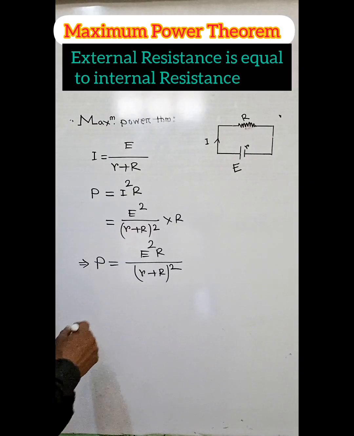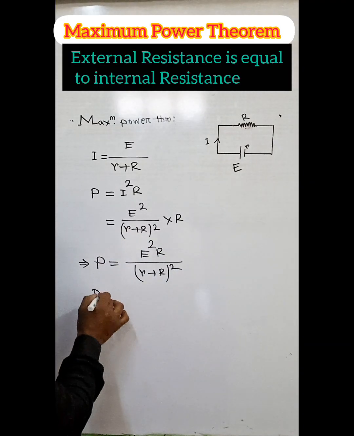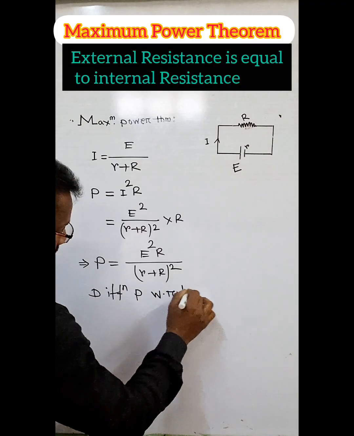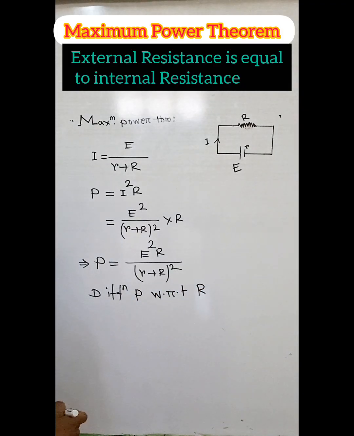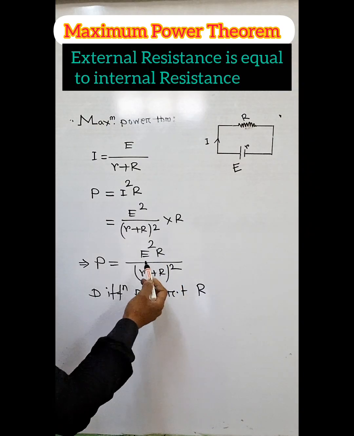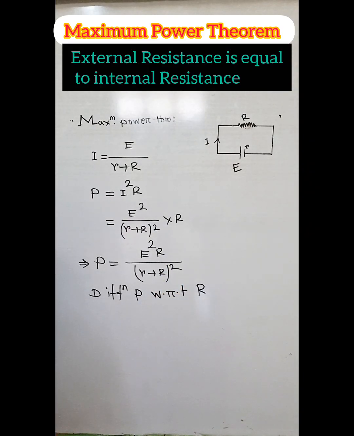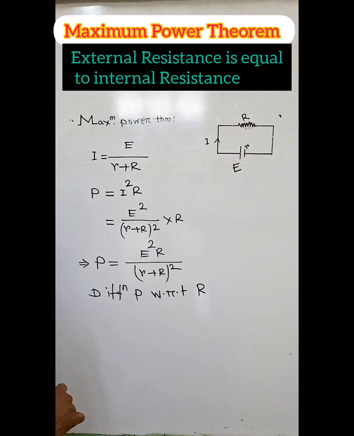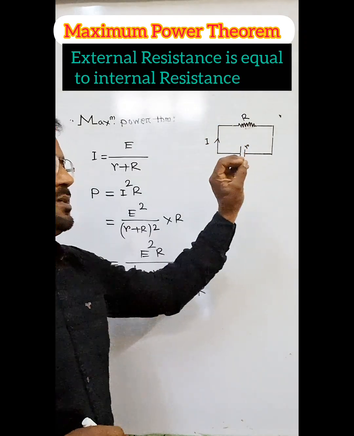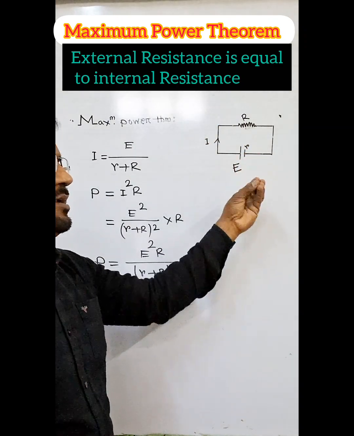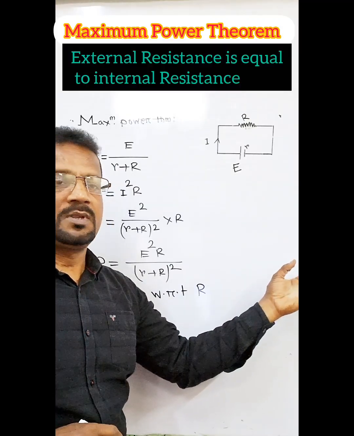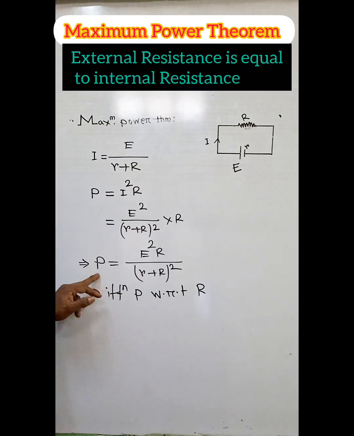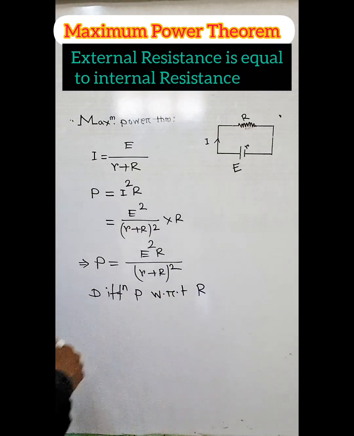So now what is left? Simple mathematical part is left: differentiating P with respect to capital R. Now there may be a confusion with respect to capital R or small r, by what we have to differentiate. Always differentiate with respect to the variable. Here, which one is variable? This external resistance. When you fix the source, the internal resistance of the source is fixed, but you can vary or change the external resistance. That's why we have to differentiate with respect to external resistance R.